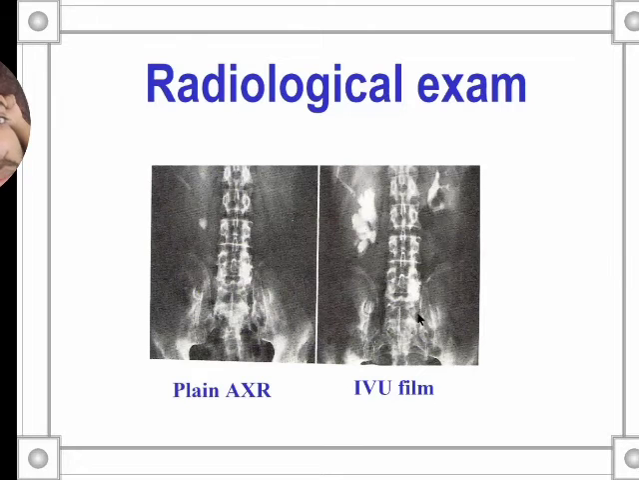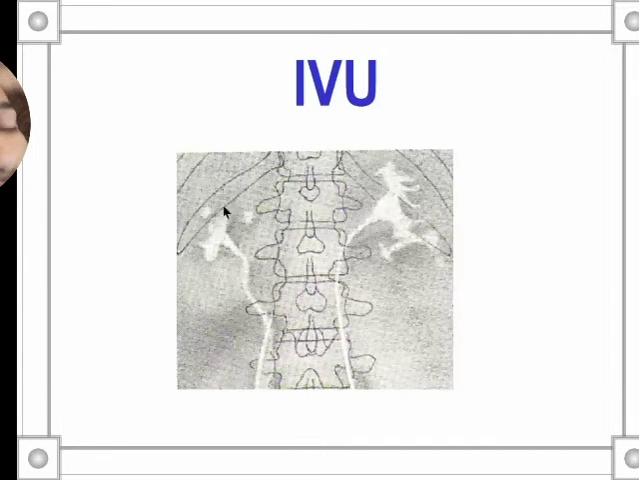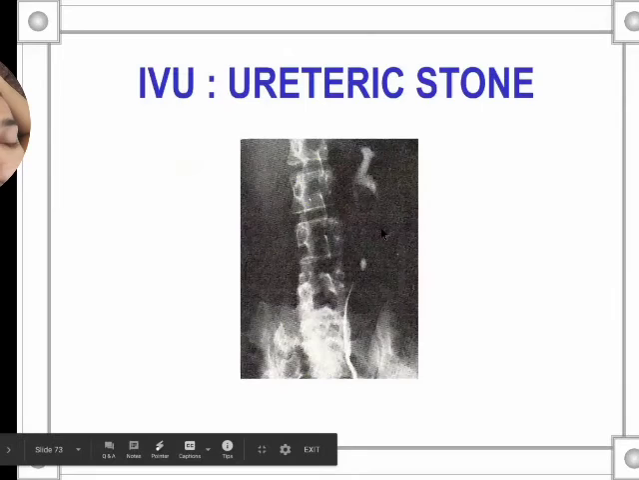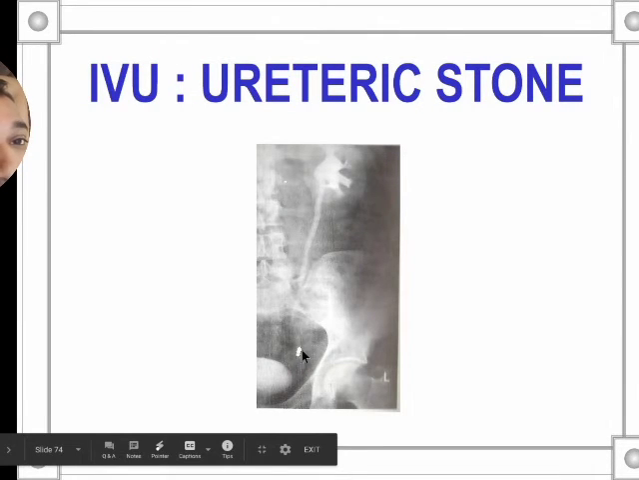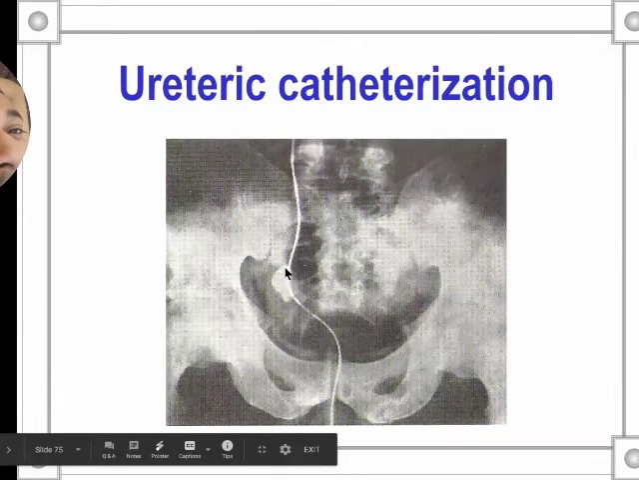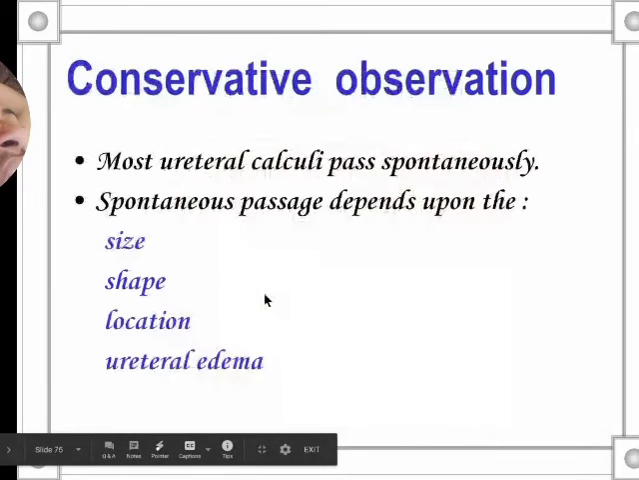This is the IVU film, because we are tracing the plain X-ray. On this IVU film, this shadow is noted in the kidney, so this is in the collecting system. This is how a ureteric stone looks, causing obstruction. So there is a stone here. This is a stone passing alongside the ureter. This is the stone.